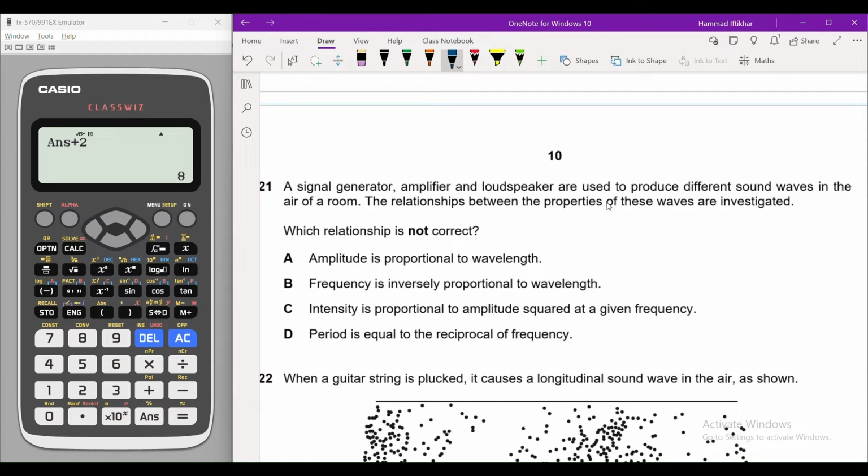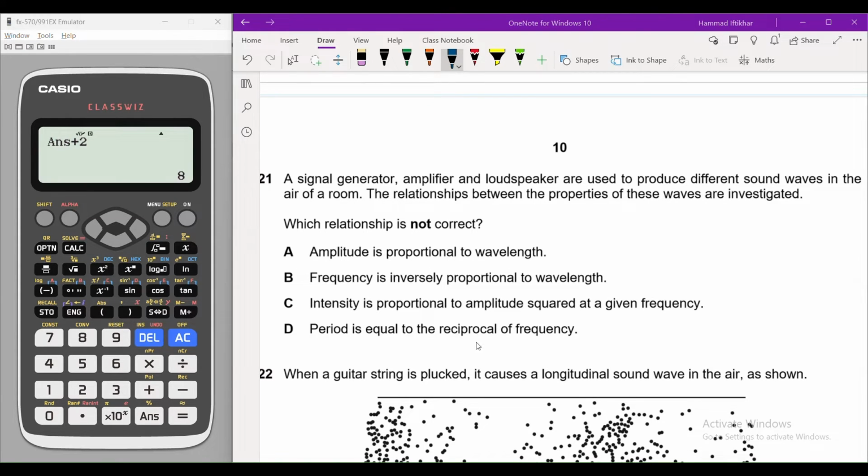A signal generator, amplifier, and a loudspeaker are used to produce different sound waves in the air of a room. The relationships between properties of these waves are investigated. Which relationship is not correct? Period is equal to the reciprocal of frequency. This is correct. Intensity is proportional to the amplitude squared at a given frequency. That is also correct. Frequency is inversely proportional to wavelength. That is correct. Amplitude is proportional to wavelength. That is not correct. That's A.